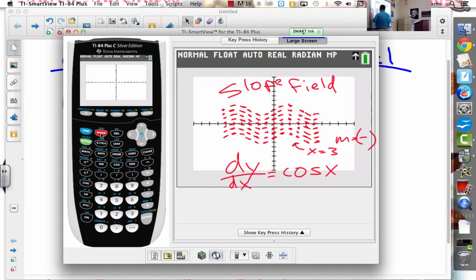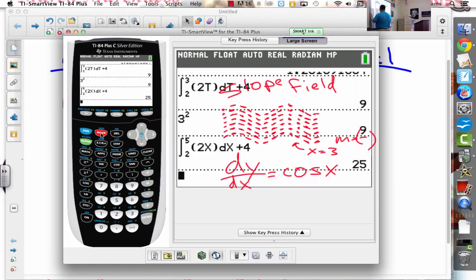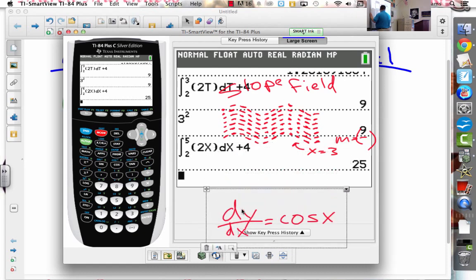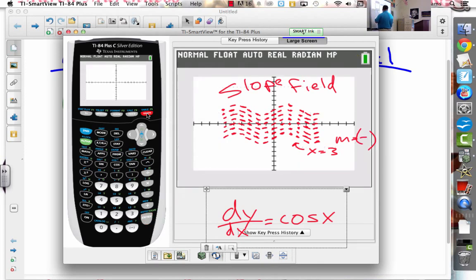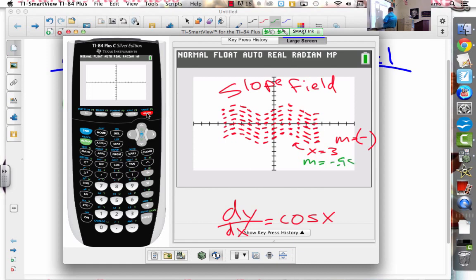Well, now here's an interesting thing. If I come out of the screen here, and it'll be hard to see because I've written over some of this stuff, let me move that down a little bit so it's out of the way. If I say cosine of 3, and I probably should make sure I'm in radian mode, I get negative 0.98. Well, that represents the slope of the tangent line, so if I come back in here, this slope is negative. When x equals 3, the slope is equal to negative 0.98.